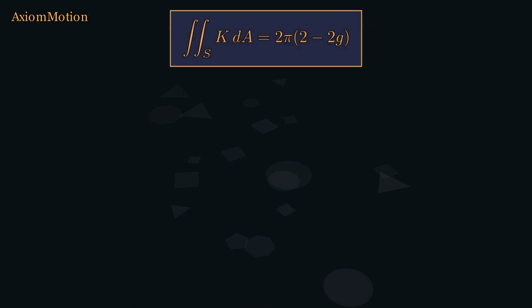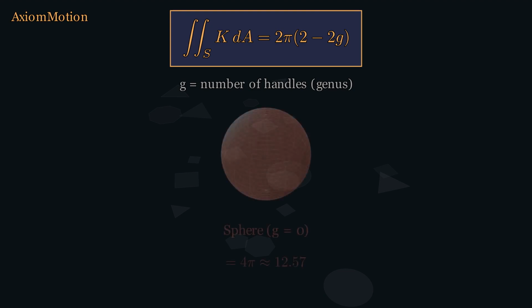Now for the global version. Take a closed surface with no boundary and integrate K over the entire thing. The total is locked to the topology. The integral of K dA equals 2π times (2 minus 2g), where g is the genus, the number of handles. The sphere has genus 0, K equals 1 over r squared everywhere. Integrate it. You get 4π, always.